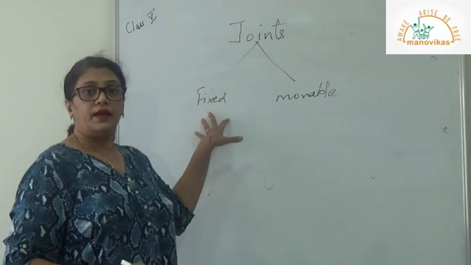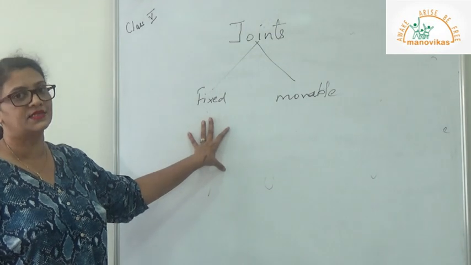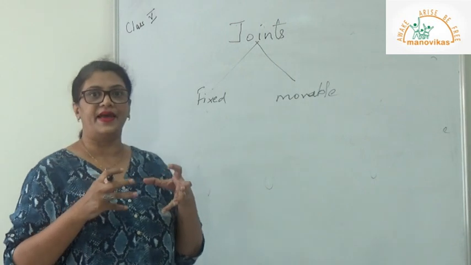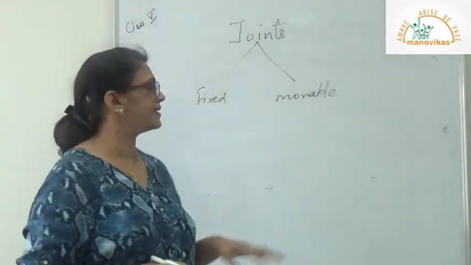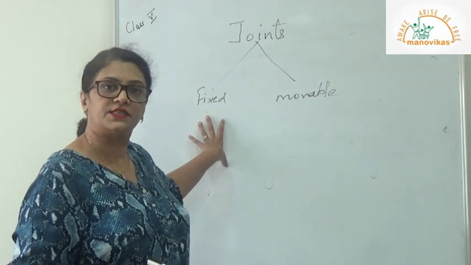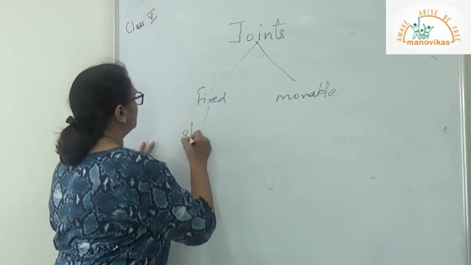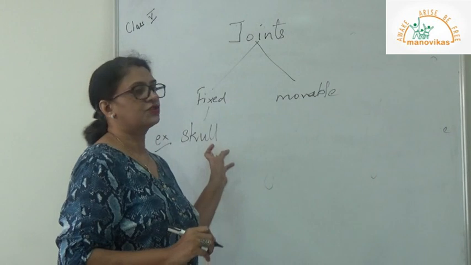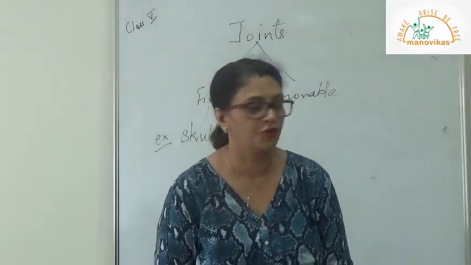Now, in my last video, I told you about the bones in the skull. I told you about the cranial bones that are interlocked with each other. So the skull is an example of a fixed joint. The bones in the skull do not move.